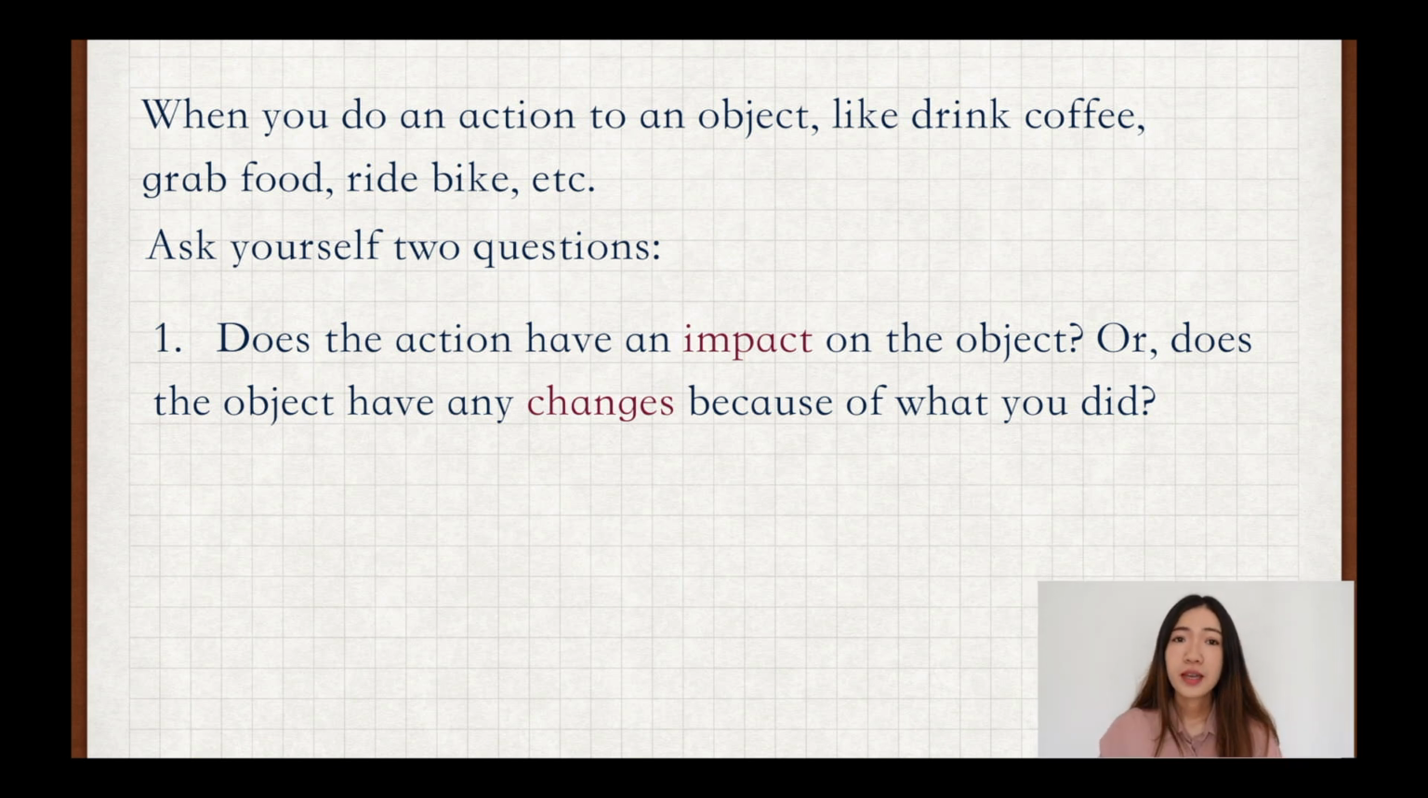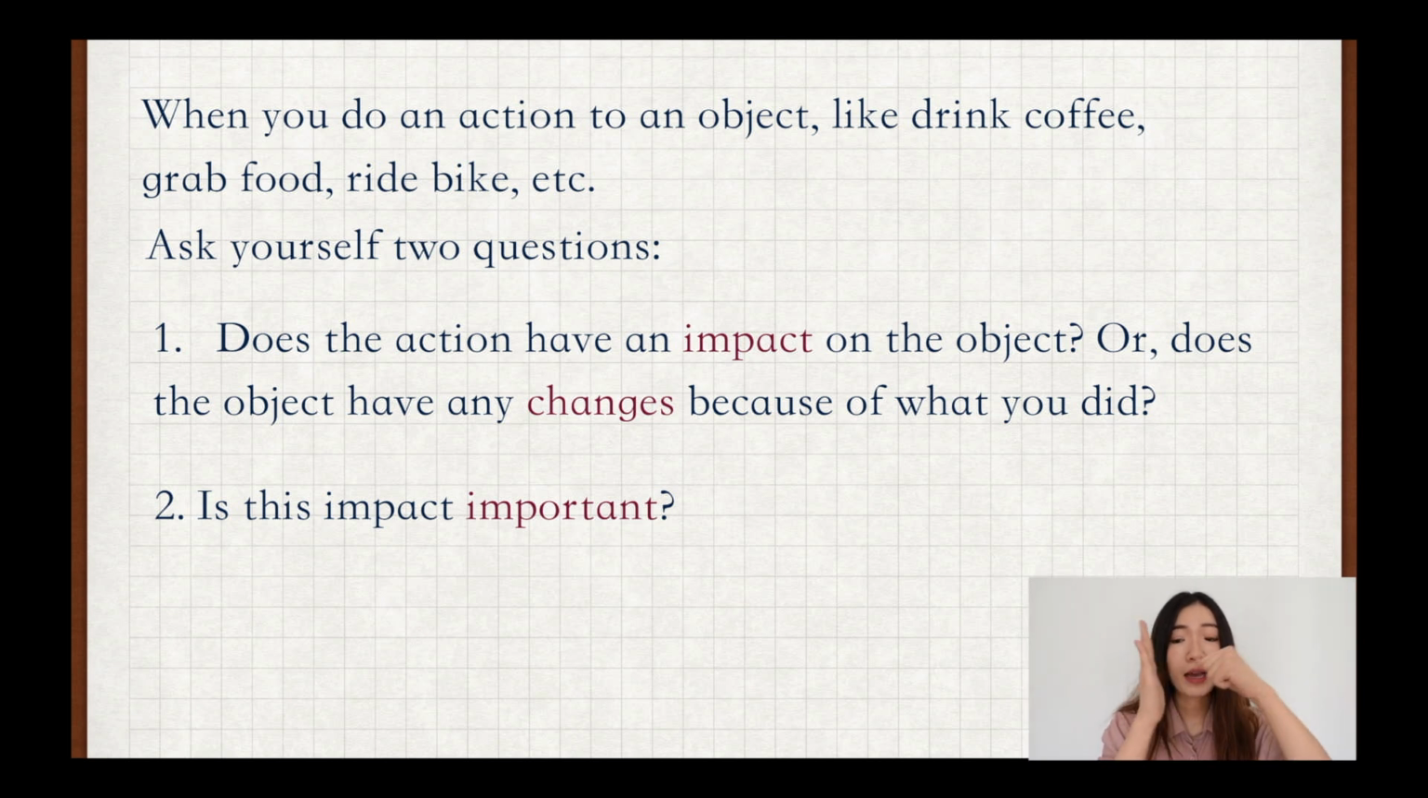Question number 2, and I cannot emphasize this question more, is the impact that we just talked about in question number 1 important? Does the influence matter? Does the result or the change of the object matter? If you say yes to both of these 2 questions, go ahead and use 把. Let me show you in an example.